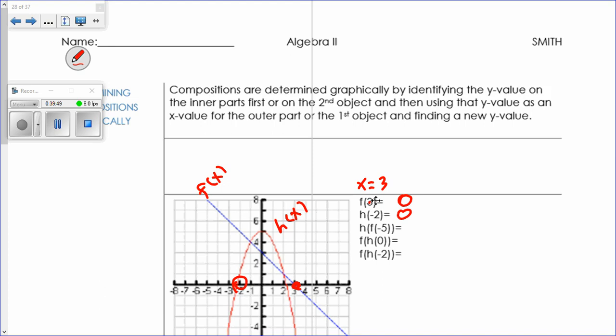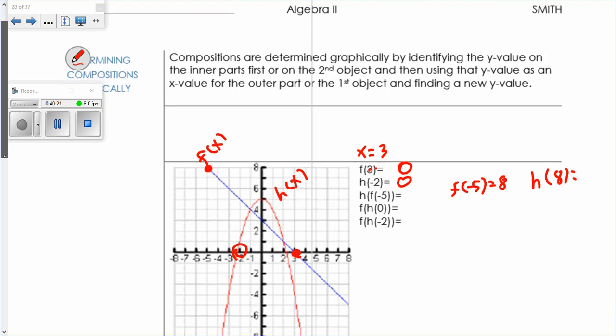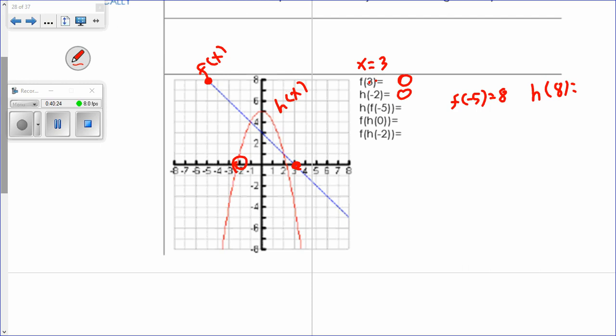Okay? For f of negative 5, so go over to negative 5. What's the y value on the blue line? What's that y value? 8. So f of negative 5 equals 8. What's h of 8? Can you tell? Does it show up on the red curve? I can't tell. No, it doesn't show up. We can't tell.